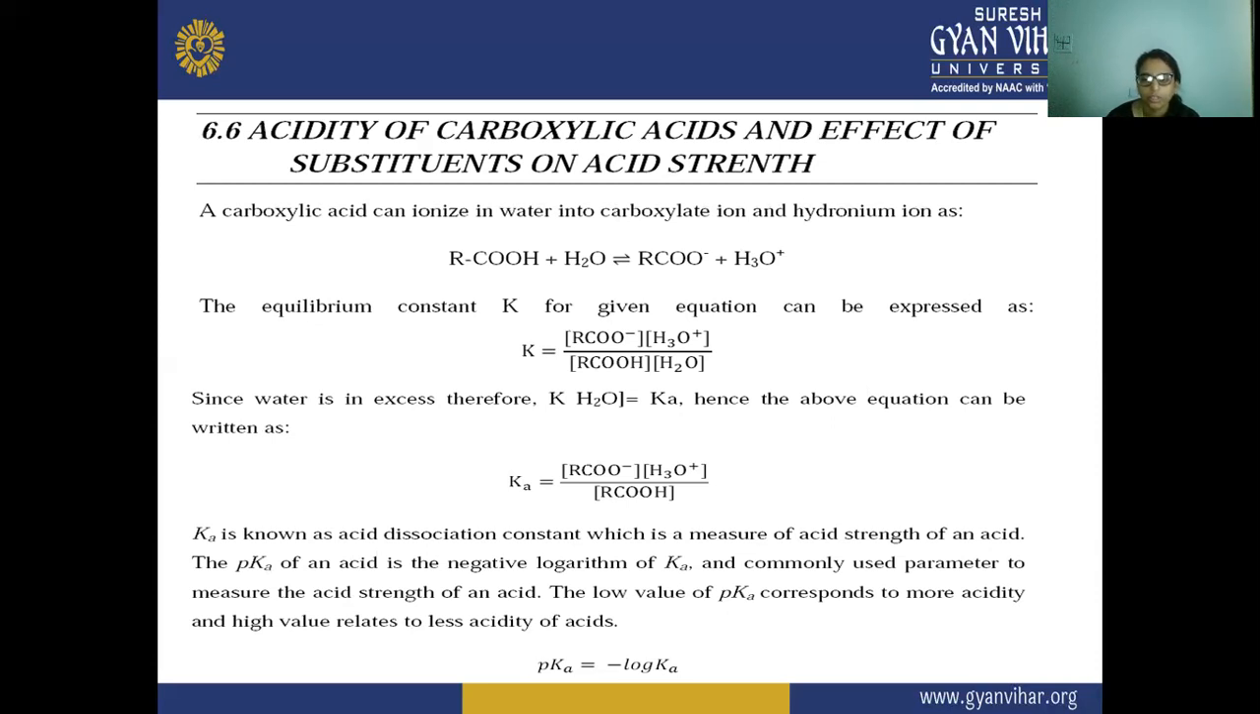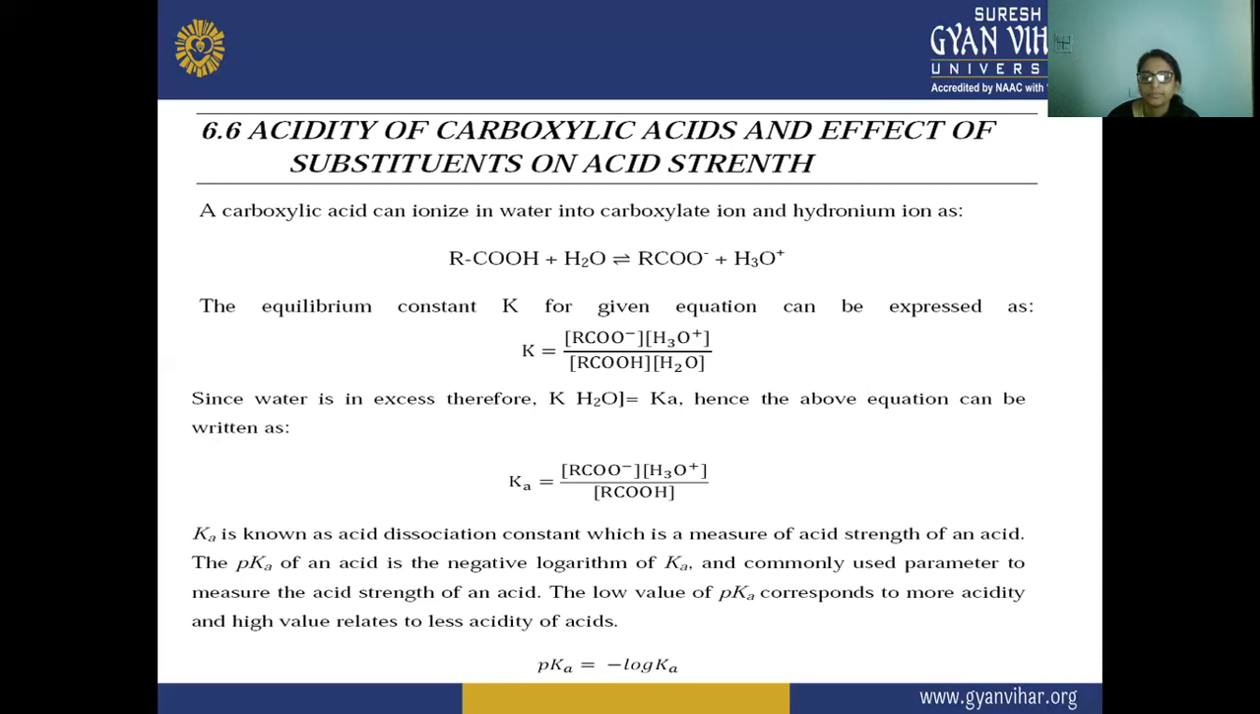And the equilibrium constant K for a given equation can be expressed as K equals to RCOO negative, hydronium ion upon the first part, RCOOH and H2O. Since water is in excess, then K[H2O] equals to Ka, and the above equation can be written as Ka equals to RCOO negative and hydrogen ion upon RCOOH.